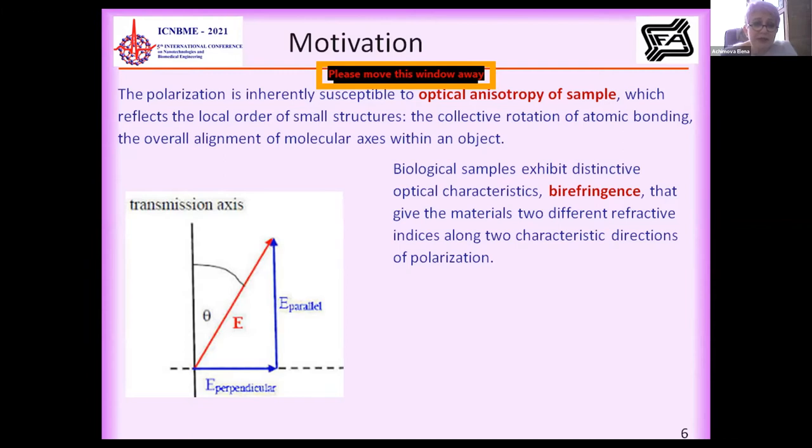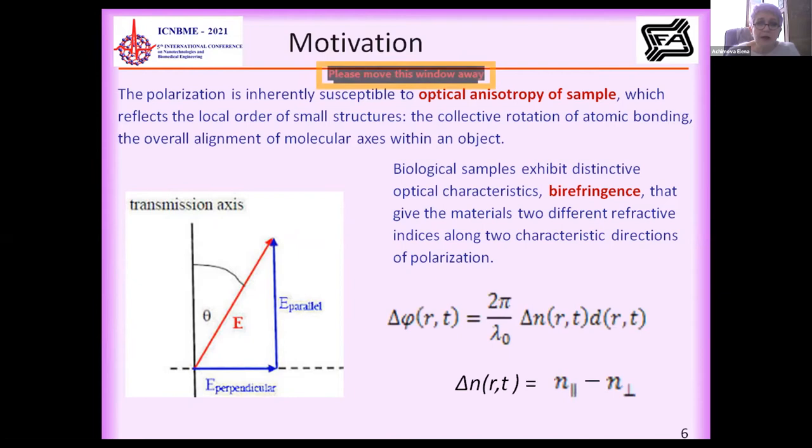And the birefringent regions give the materials two different refractive indices along two characteristic directions of the material: a parallel and a perpendicular direction, which influence the light passing through the sample. From this, we can see that the difference in the phase distribution of the light is determined by the difference in the refractive index of the materials. And this refractive index is in turn determined by the difference between these two refractive indices in the parallel and perpendicular directions of the material.